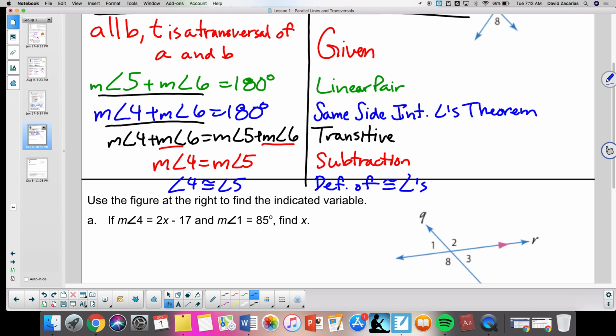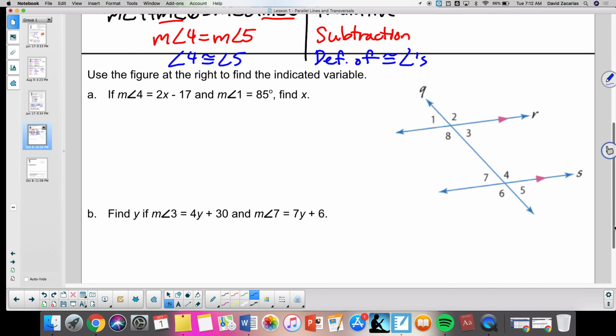Now let's go ahead and throw some algebra at this. Nothing too complex. So the measurement of angle 4 is 2x minus 7. Sorry, 2x minus 17.